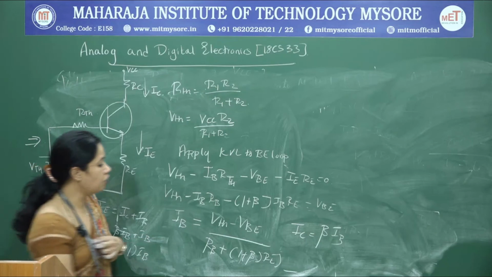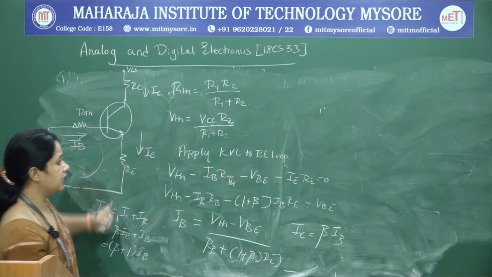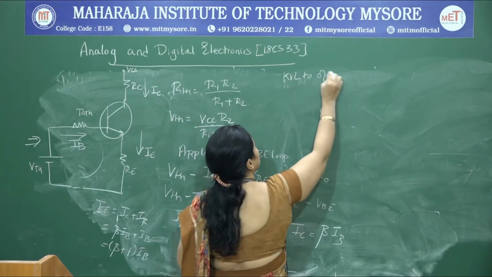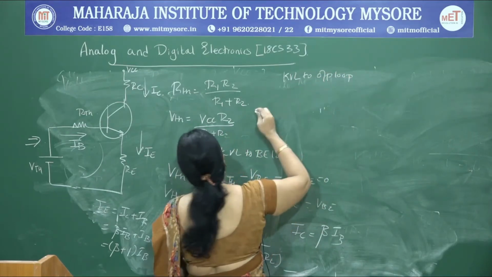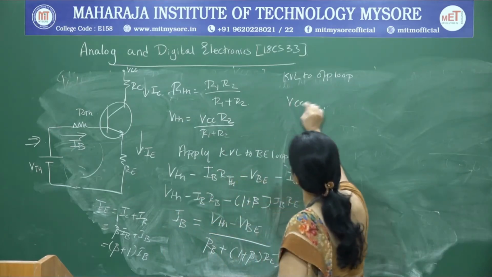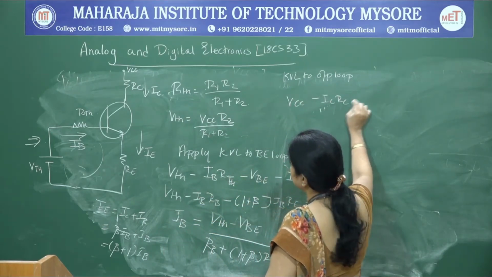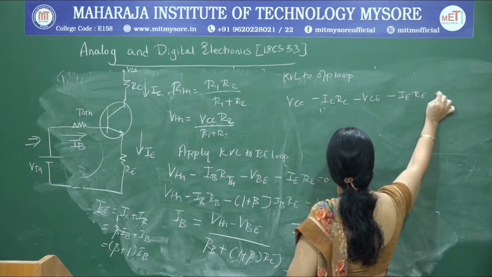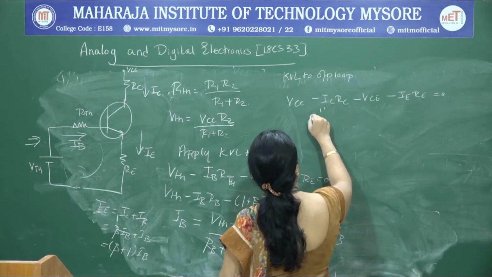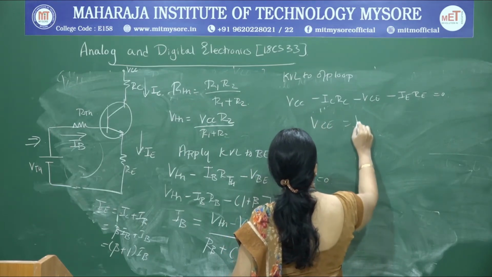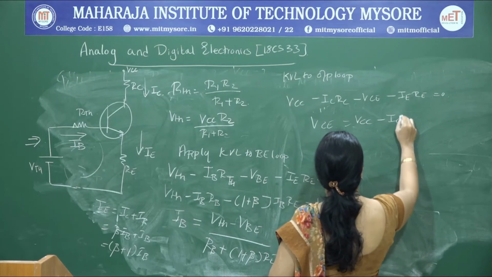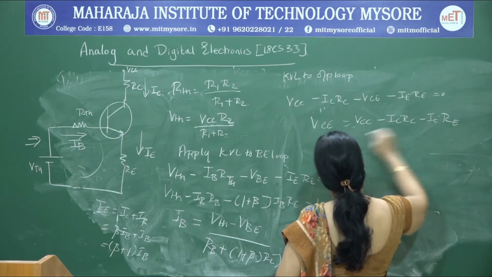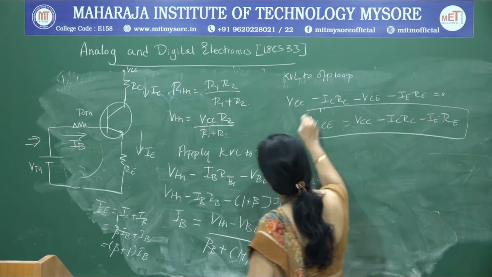So, we now try to find the expression for VCE. For that we apply KVL to the output loop. When I apply KVL to the output loop, it is VCC minus ICRC minus VCE minus IERE is equal to 0. So, VCE is going to be VCC minus ICRC minus IERE. This gives you the expression for output voltage.